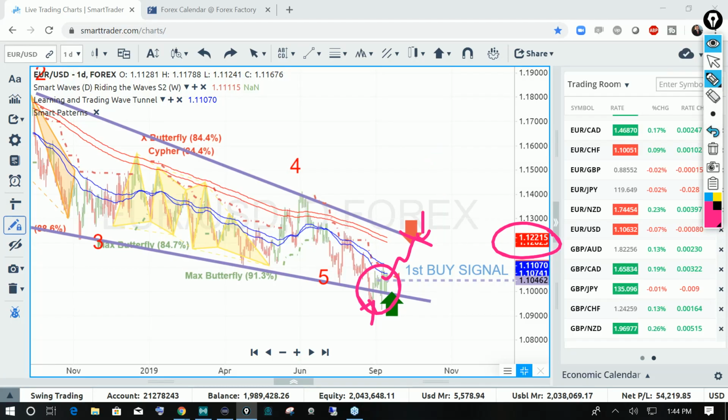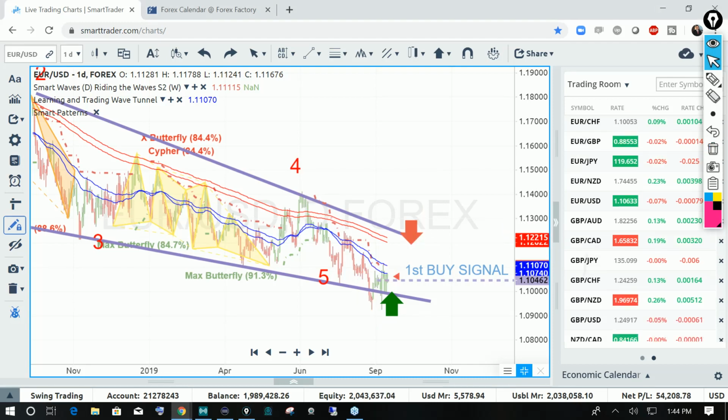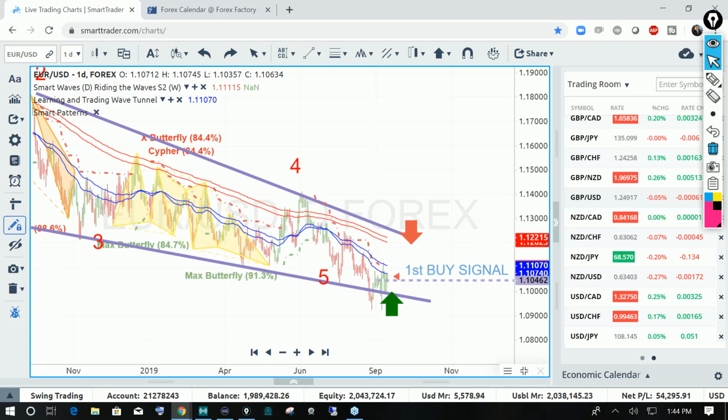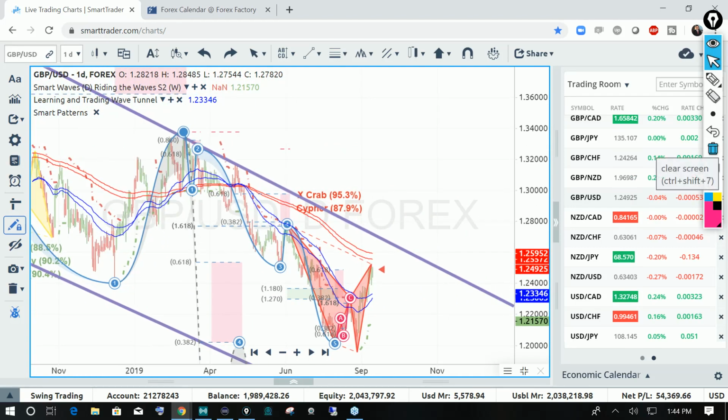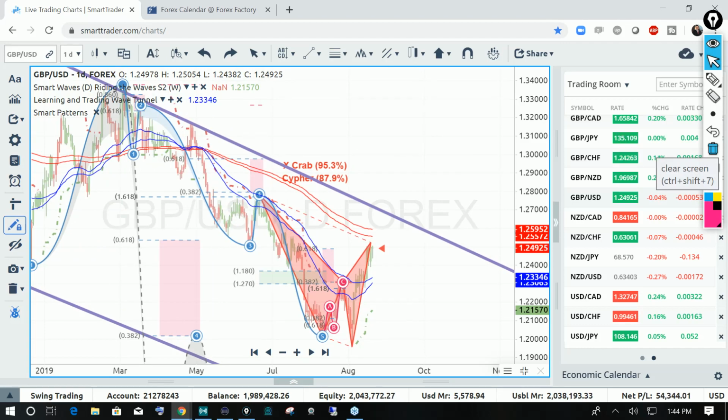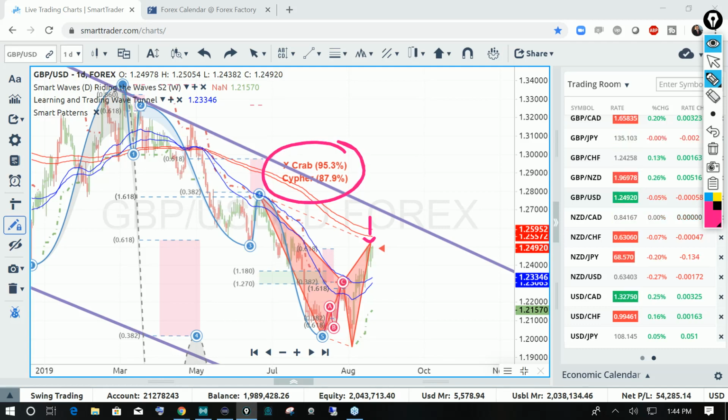Now, let's go ahead and go to the pound. I know there's a lot of buyers in the pound right now, but let's take a look. The pound daily time frame has confirmed that, yes, we're bullish. But unfortunately, check this out. We've got a pattern right here. It looks like a 95% X crab pattern, which is a bearish pattern, which means that price could pull down. Then we could see the market pull back up again.